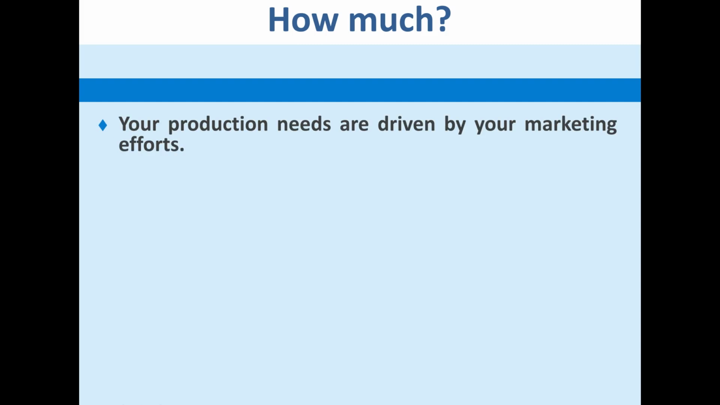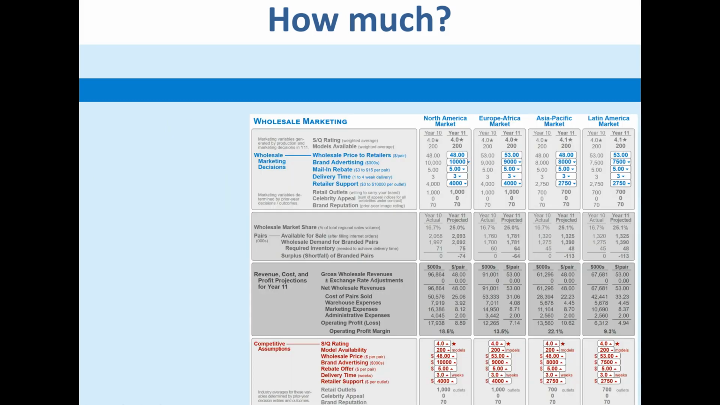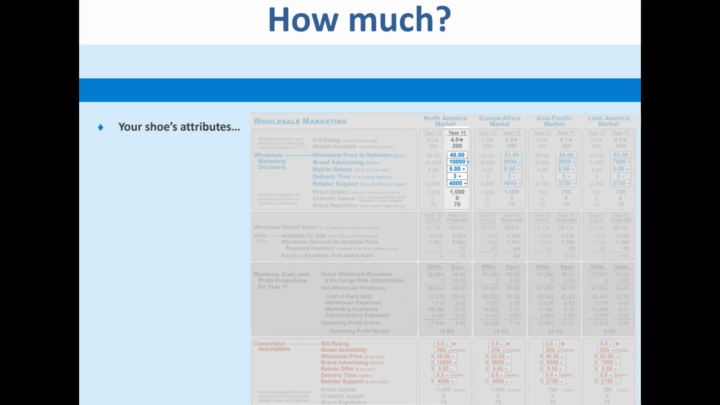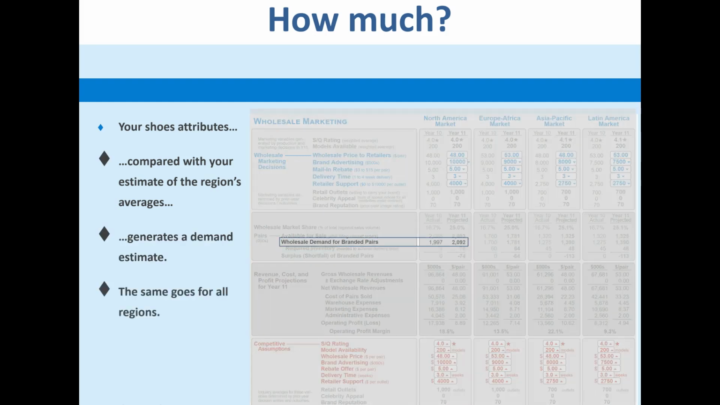So your production needs are driven by marketing efforts, right? When you alter your marketing, it alters demand. And you forecast your current year demand from the wholesale marketing screen. Now, your wholesale marketing screen is kind of like your headquarters. That's this screen right here. And you can see where your shoe is right here. Now, you're going to compare your shoe to the averages that you forecast. And this generates a level of demand right there. And the same goes for all of your regions, Europe, Asia, and Latin America.